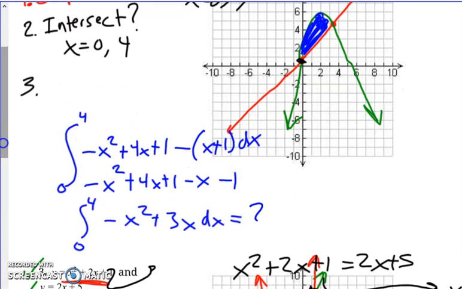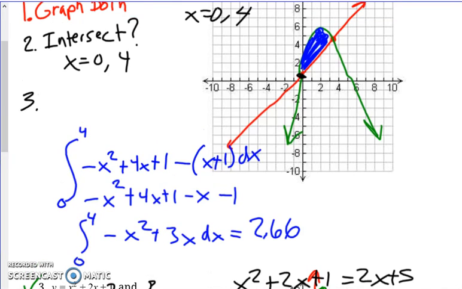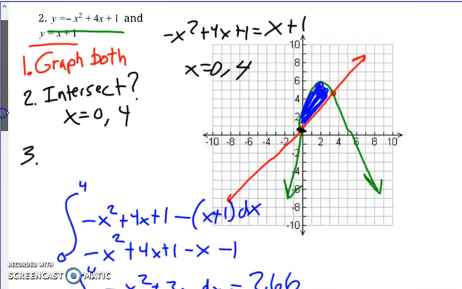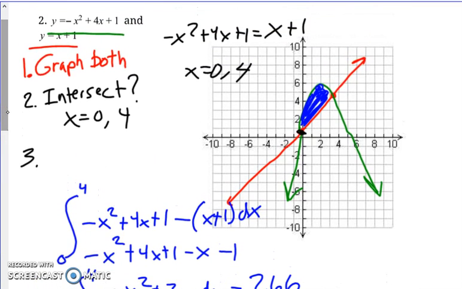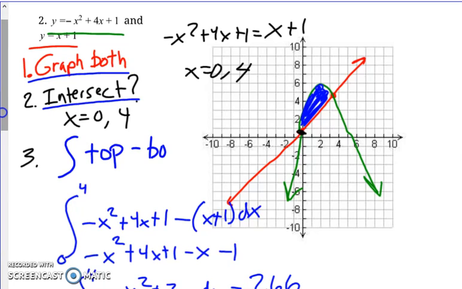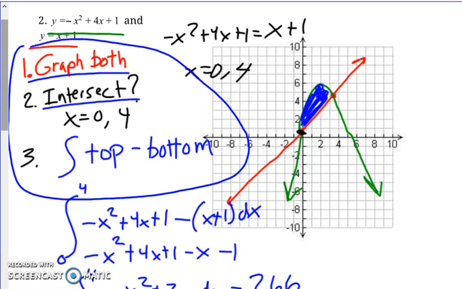Okay? You should get out 2.66. You get 2.66 for that area there. So if we want to summarize what this third step is, after you graph them and you figure out where they intersect, you set up your integral, and then you need to make sure that you do whatever function's on top minus whichever one is on bottom. Okay, so these are our 3 steps that we're going to be following here.